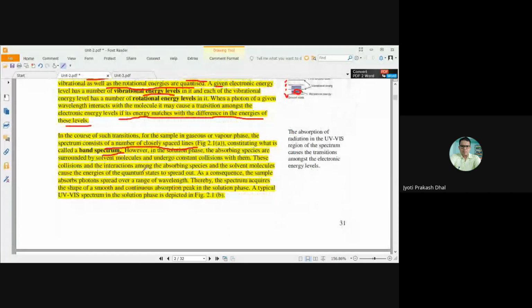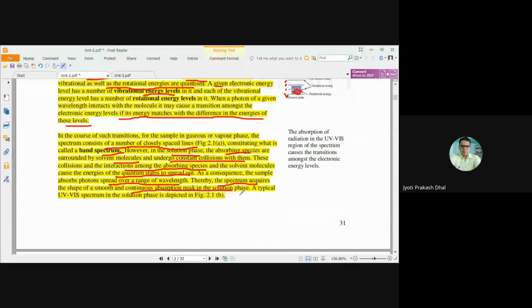However, in solution phase, the absorbing species are surrounded by solvent molecules and undergo constant collision with them. So these collisions and the interactions among the absorbing species and the solvent molecules cause energies in the quantum states to spread out. As a consequence, the sample absorbs photons spread over a range of wavelength, thereby the spectrum acquires the shape of a smooth and continuous absorption peak in the solution phase.